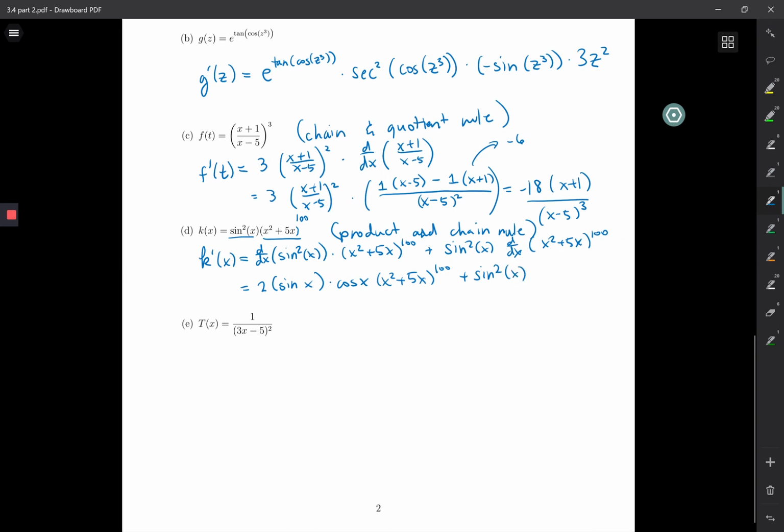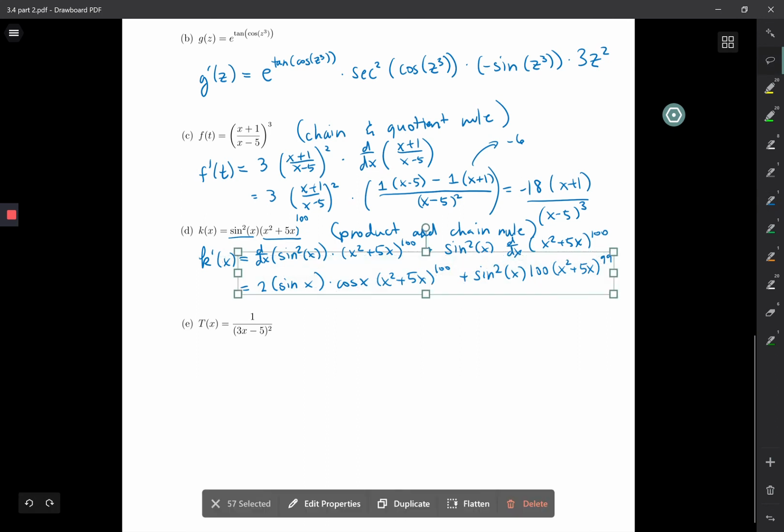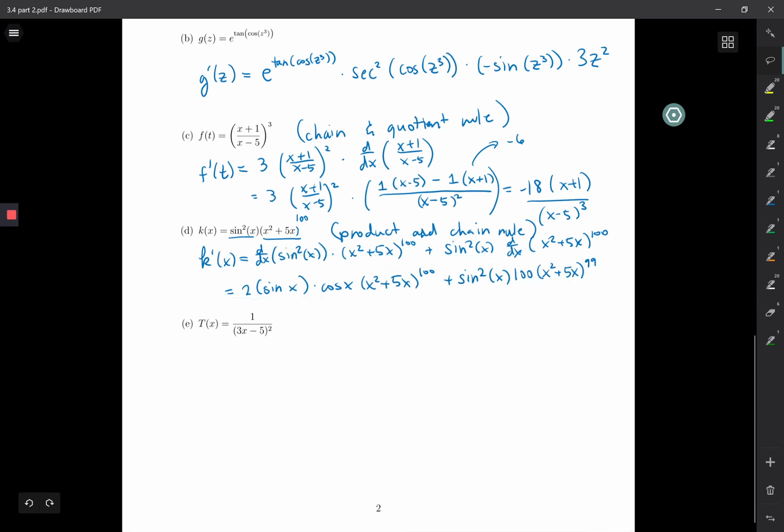Okay, and then we want to take the derivative of this second part. So first we want to use the power rule, so that would be 100 times (x squared plus 5x) to the 99. So that's the power rule on that outer function, and then we multiply that by, unfortunately I don't have enough room. I think I'm going to cheat and move this over. Okay, I should be able to squeeze it in now. So that would be 2x plus 5 for the derivative of the inside function.